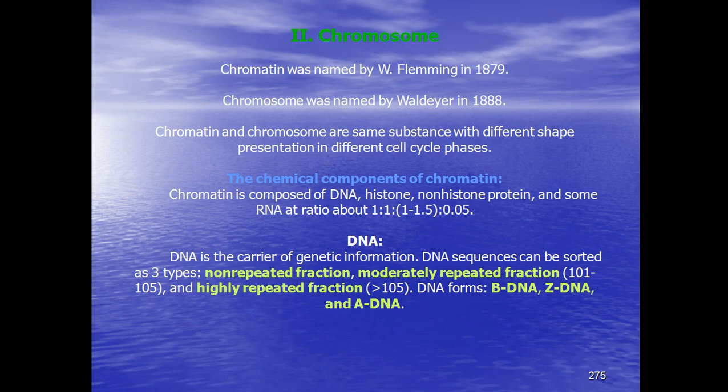The chemical composition of chromatin: it is composed of DNA, deoxyribonucleic acid, and mainly histones, some amount of non-histone proteins, and some RNA, at a ratio of one part DNA, one part histone, and 0.05 part non-histone proteins and RNAs.